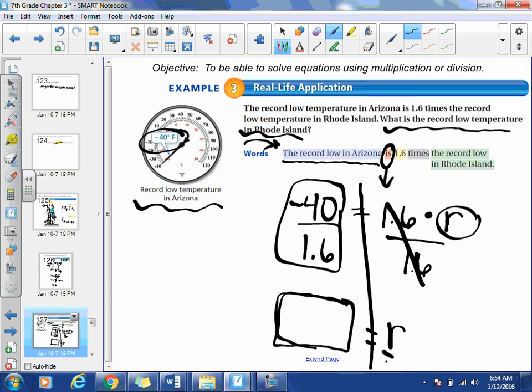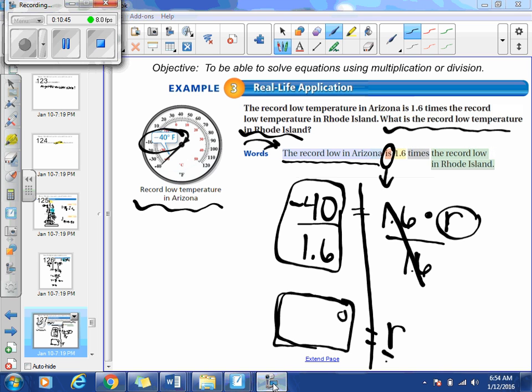And then negative 40 divided by 1.6 to find out what that record low temperature in Rhode Island is. I'm going to check your paper to see that you've done this and calculated that record low in Rhode Island.